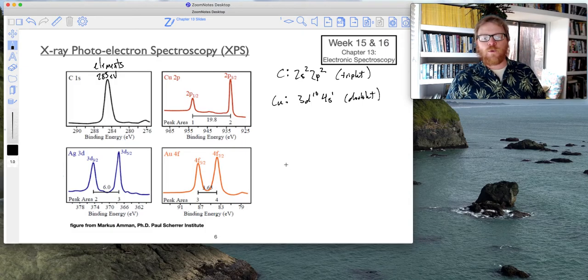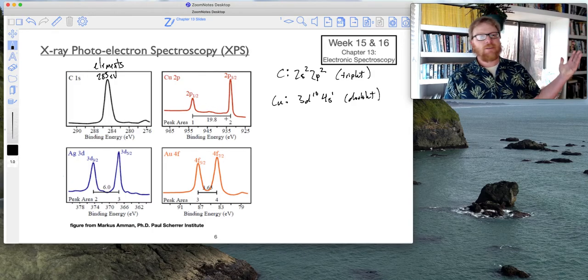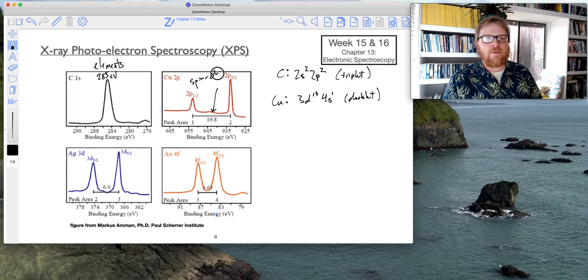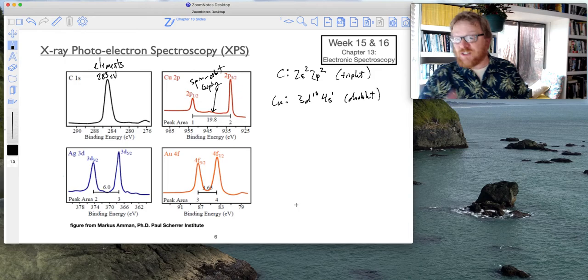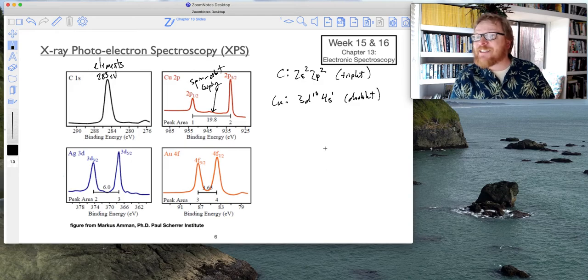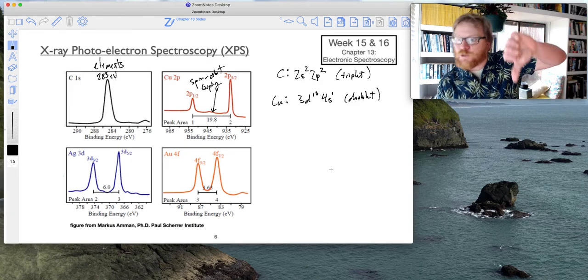And so now something really interesting happens. You get two peaks, because we know that copper is a doublet, and so the two peaks make copper a doublet. We can also see that they're well separated. And this value of 19.8 electron volts is the spin-orbit coupling constant for copper. In other words, when that electron is spin up and it gets ionized, it's going to have a different binding energy than if that electron were spin down.